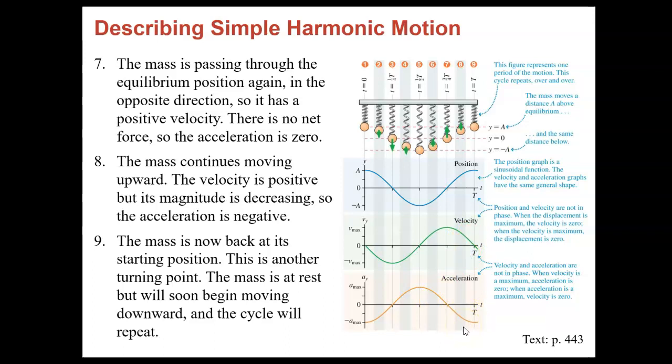And then it'll just repeat the cycle over and over again. These graphs would look exactly the same for every cycle. If you go from this point to this point, that's one complete cycle. That's the period of this spring. This would be the period in velocity as well, and this would be the period in acceleration.